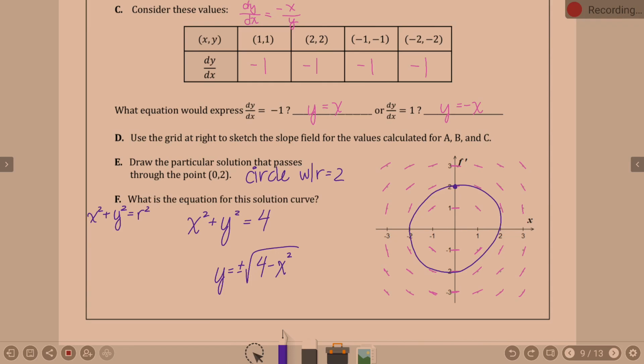If we wanted to, they originally gave us a differential equation, dy/dx equals negative x over y. We could have gone up and separated our x's and y's and integrated that just as well, but I was trying to go with just the equation of a circle. Now, I believe on the next page, G and H go along with this.